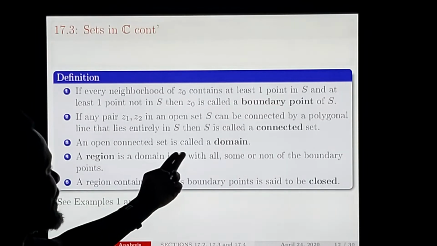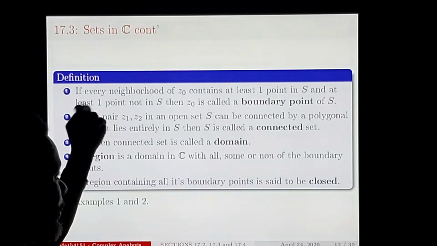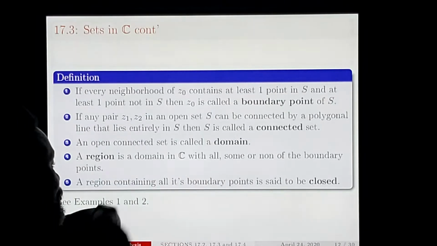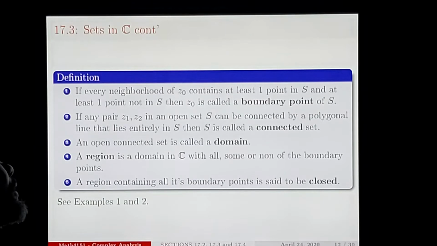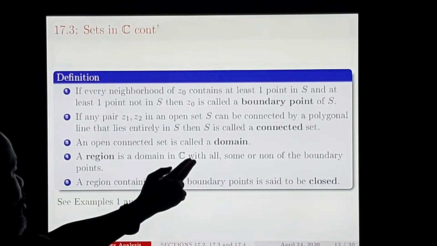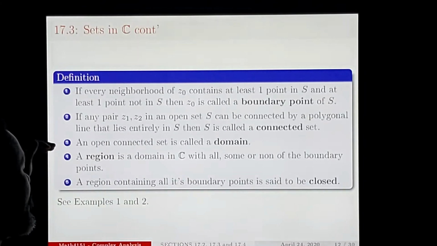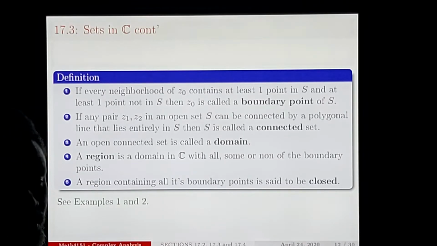Then an open connected set is called a domain. This is just relying on open, and the connected is just this definition here. A region is a domain in C with all, some, or none of the boundary points. So a region is basically all this. A domain has boundary points or no boundary points, all those. So a region containing all its boundary points is said to be closed. So meaning what?